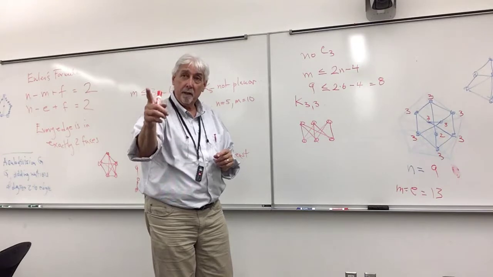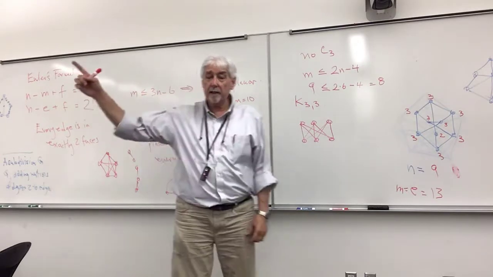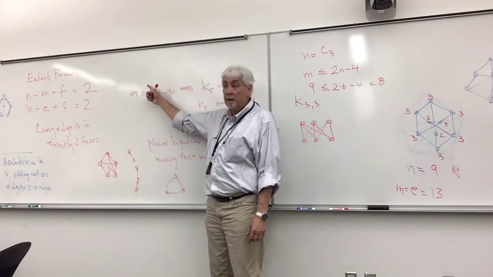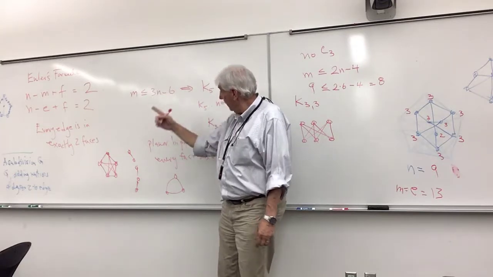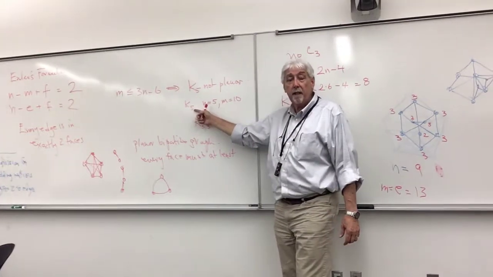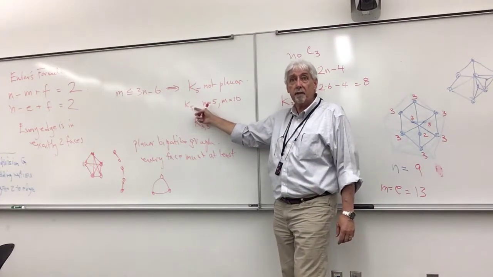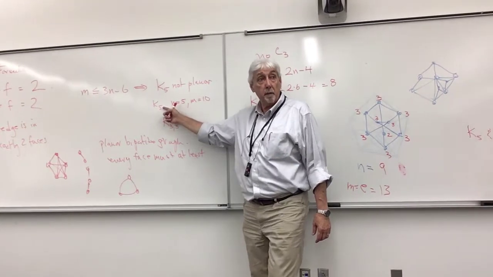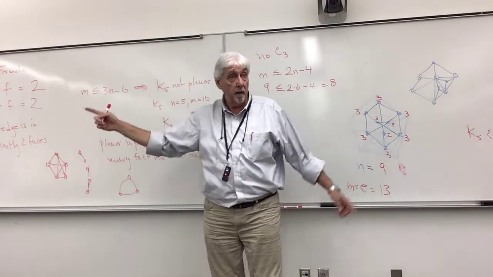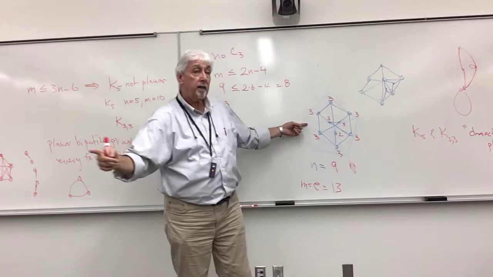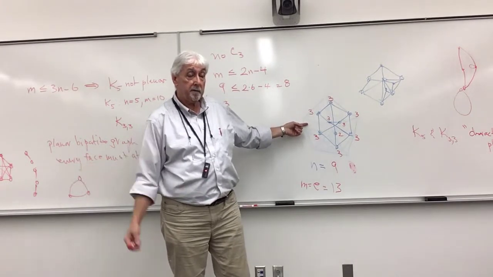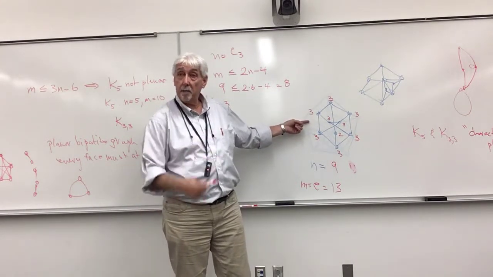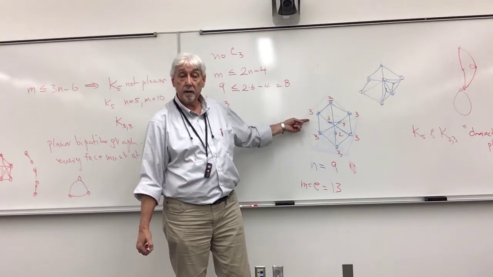Let me build on that. If I had a subdivided K5, then what would be the degree of every vertex? It would have to be 4 or more. But, oh, so I can't have a subdivided K5 here.